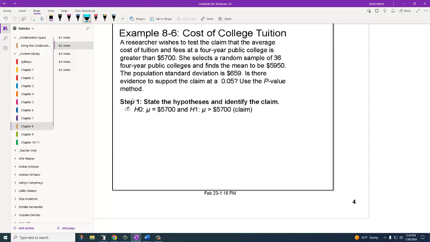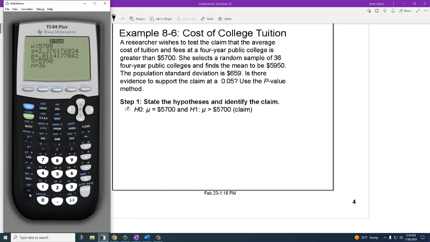Wants to make these claims. You can read through that. Hopefully this makes sense why the null hypothesis is that mu is 5700 and the alternative hypothesis is that it's greater than 5700 with that as a claim. What we're going to do now is go straight to the calculator. We're going to press stat, go to our tests, and we're going to run a z-test.